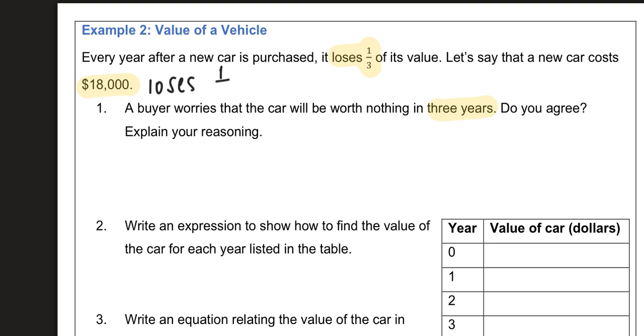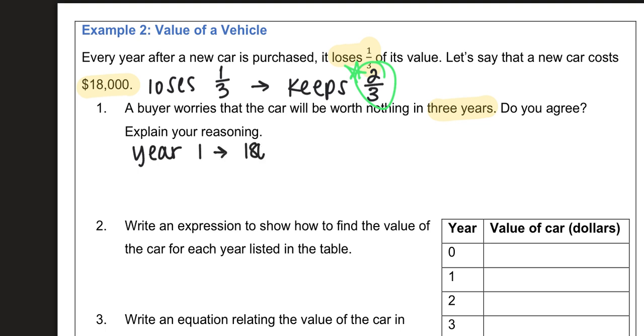Okay. So if it loses 1/3, that means it is keeping 2/3 of its value. Okay, so that 2/3 is what we are going to use for our equation because we want to know how much the car is still worth. So we need to know that 2/3 that it keeps. So for year 1, we take that 18,000, multiply it by 2/3, and it is still worth $12,000.